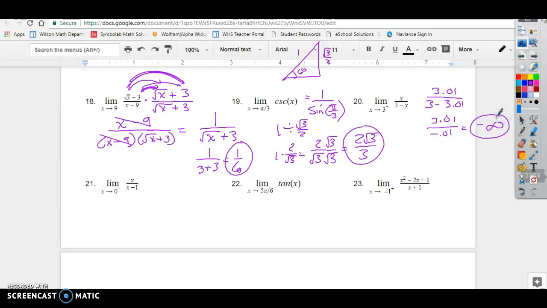All right, going down to the bottom here. Approaching 0. Well, that doesn't give me undefined, so we'll have 0 over 0, and that will be -1. So this limit would be 0 on the right.